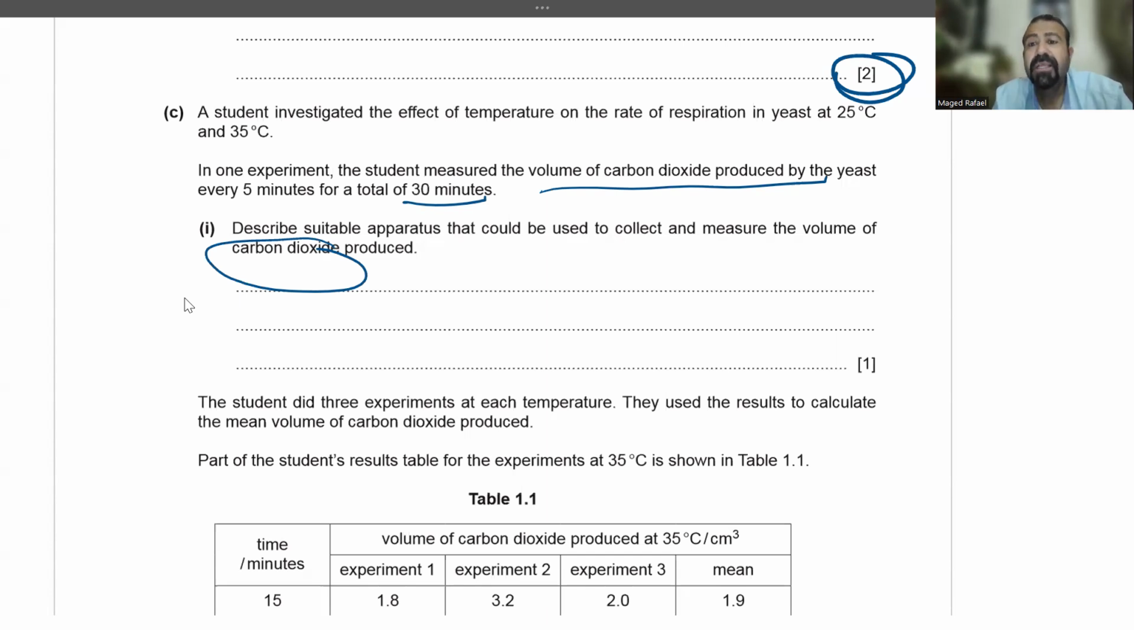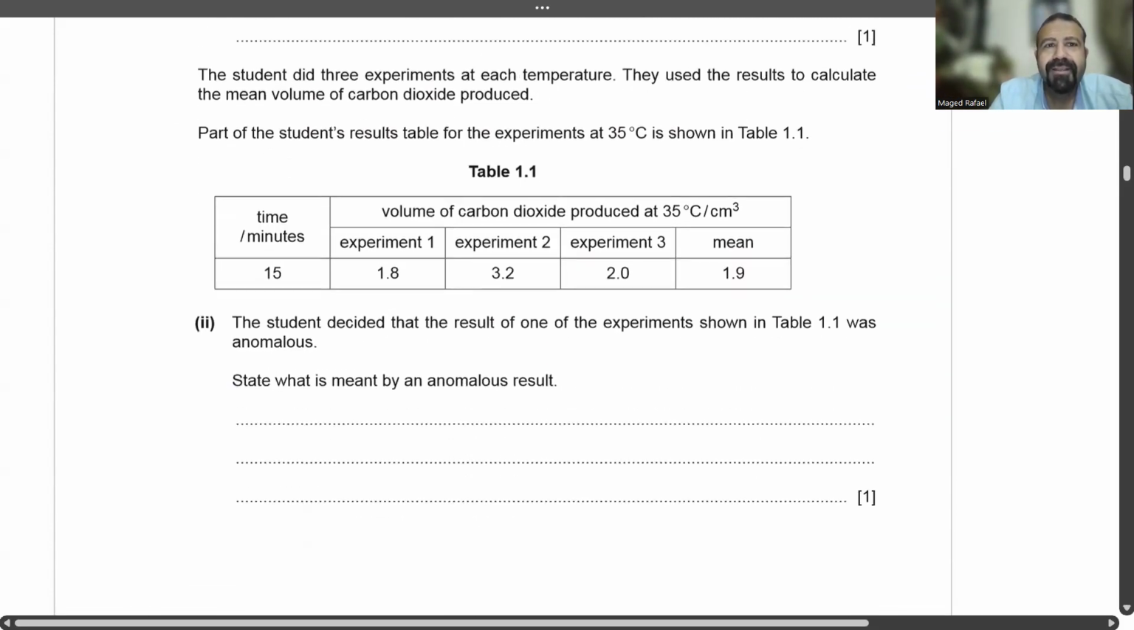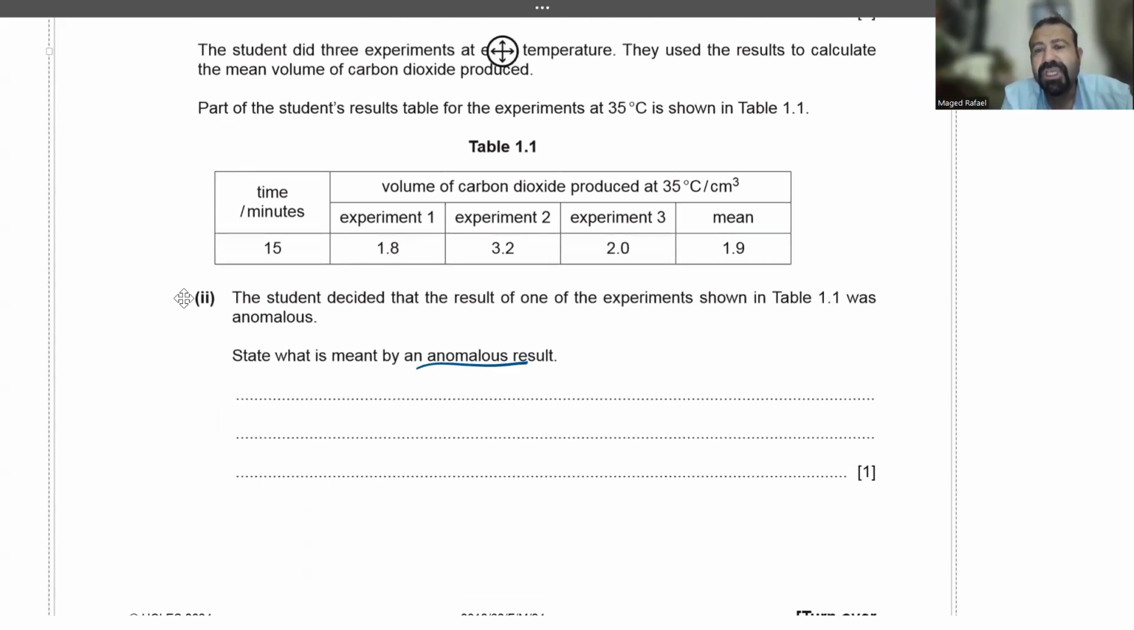Using a gas syringe, this will be the method of collecting carbon dioxide. The first question in this exam, I will ask you to answer without checking the data or the question. What's meant by anomalous results? One line definition: results that do not fit what? The trend or the pattern. One sentence. Any result in the experiment that does not fit the pattern is an anomalous result.